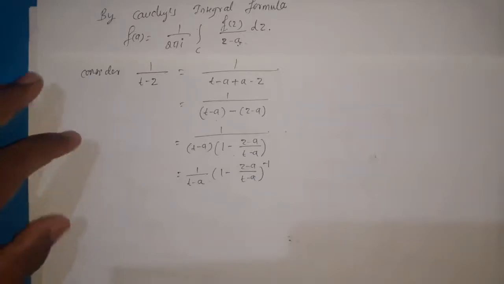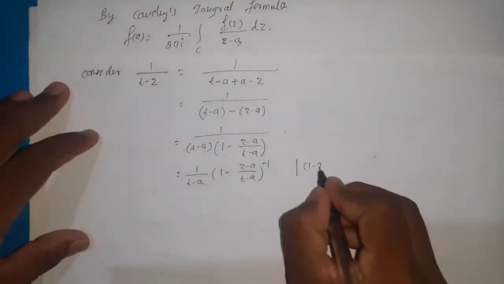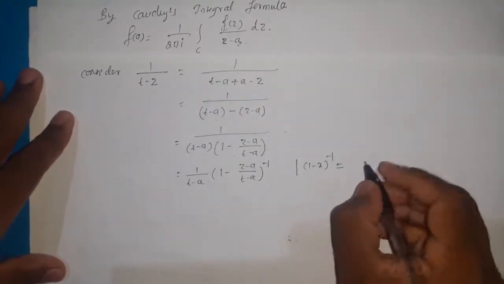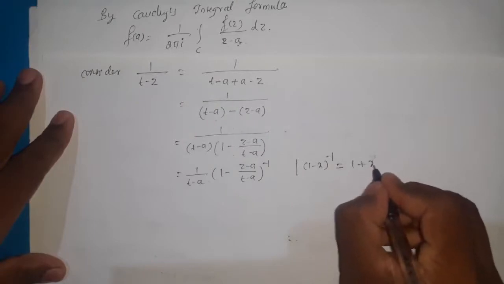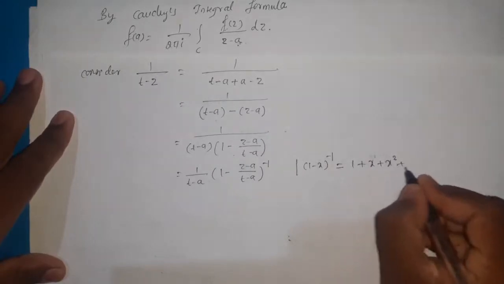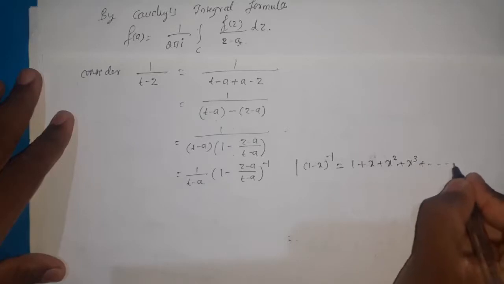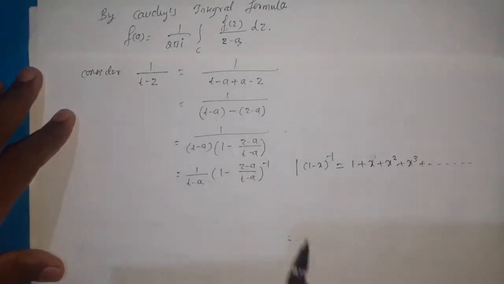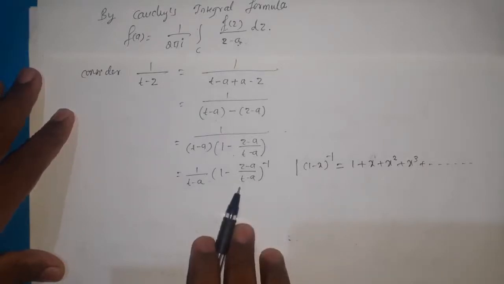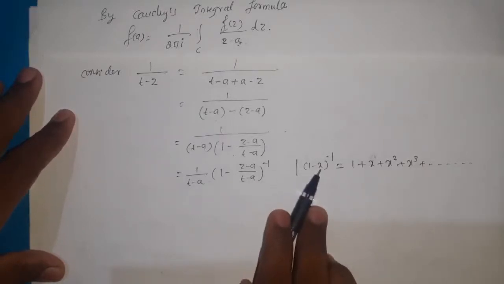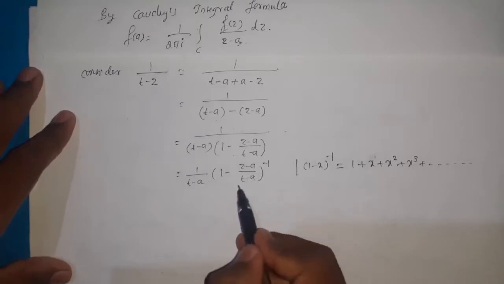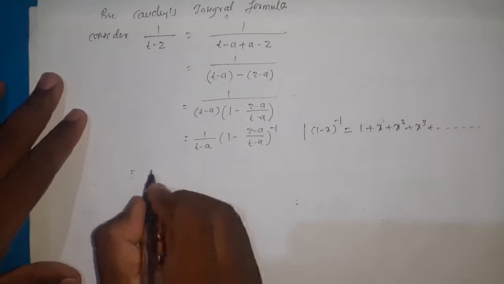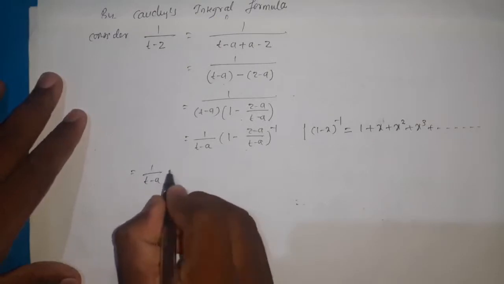So now that 1 divided by z minus a upon t minus a is similar to 1 minus x whole power minus 1. So we know the expansion of this one, which is equal to 1 plus x plus x square plus x cube and so on up to infinity. So this is an infinite series. Here comparing these two, in place of x we have z minus a divided by t minus a. So therefore let us consider this as 1 divided by t minus a as it is.